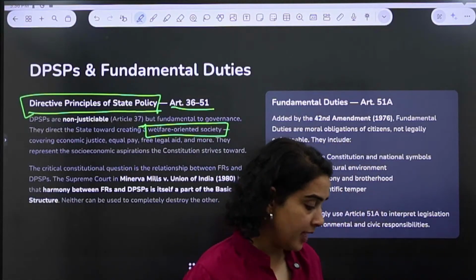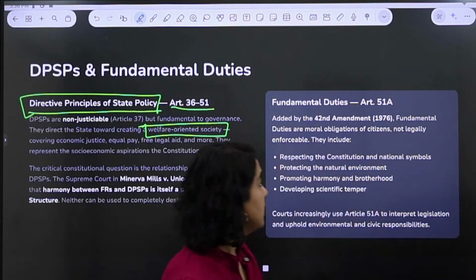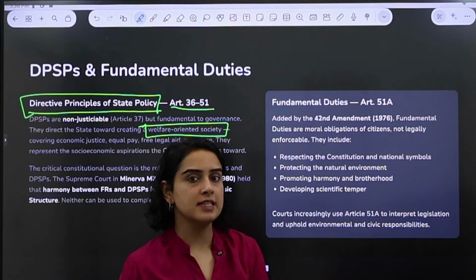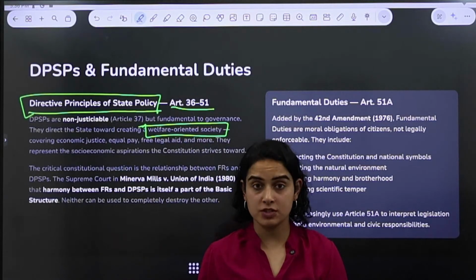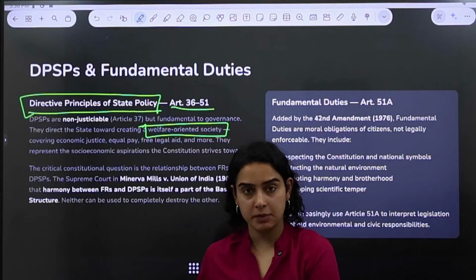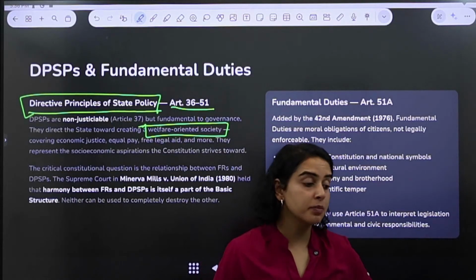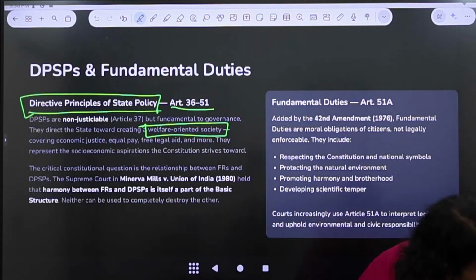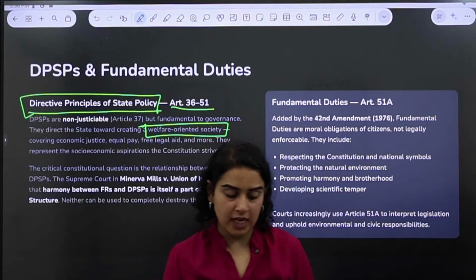Simple. Then we have fundamental duties. Now, as a citizen of the country, you have some privileges, you have some benefits in form of your fundamental rights. Now, if you are having some privileges, that also means that you are going to have some duties, right?